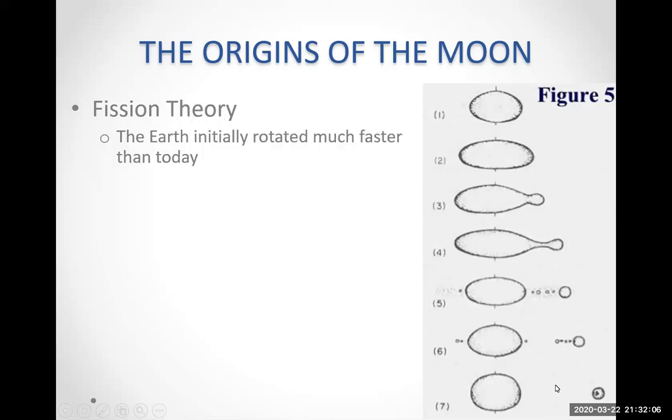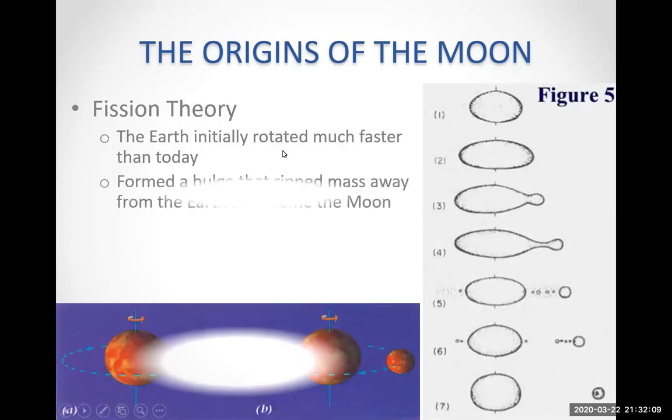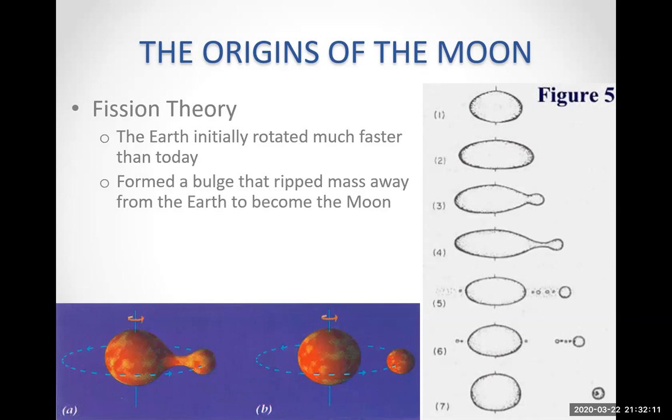So the nice thing about this kind of theory is that one consequence of this is that the Earth initially rotated much faster than it does today. And we know that to be true back from chapter 4, this idea of tidal braking. And due to the Earth's very fast rotation, in figures 1 and 2, eventually there was a bulge or a protrusion that manifested here in figure 3 that eventually ripped away, like you see in figure 5, to eventually become the moon in figures 6 and 7 especially.